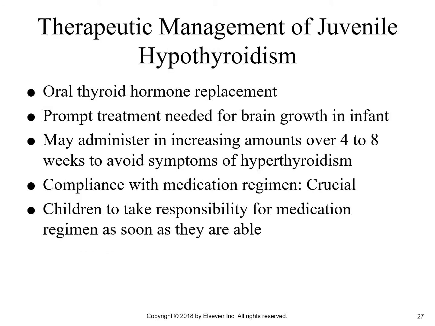Therapeutic management would include oral thyroid hormone replacement. Prompt treatment is needed for brain growth in an infant, and it may be administered in increasing amounts over 4 to 8 weeks to avoid symptoms of hyperthyroidism. Compliance with medication regimens is crucial. Children need to take responsibility for the medication regimen as soon as they are able.